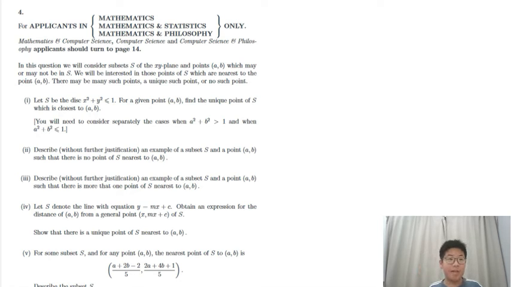So today we are going to do question 4 of 2019. Now we are going to talk about sets of points, which may or may not be in S. There may be such points which are nearest to the point. We want a unique point on S which is closest to (a, b). So let's talk about a squared plus b squared greater than 1.